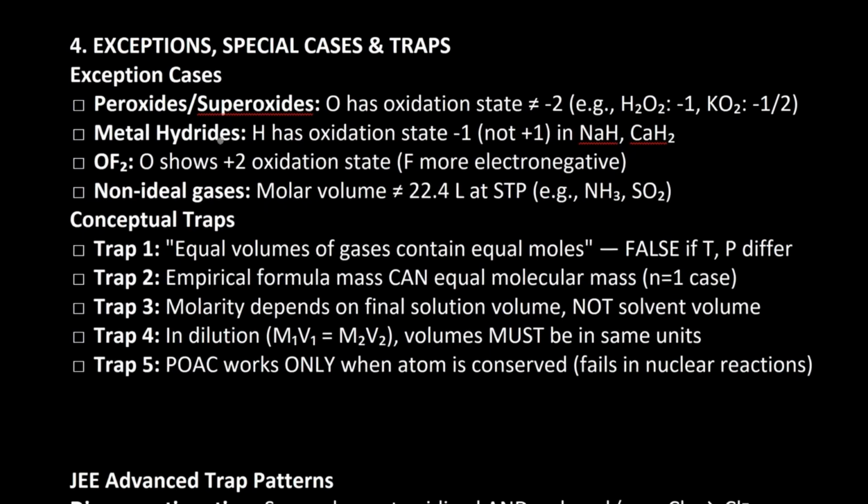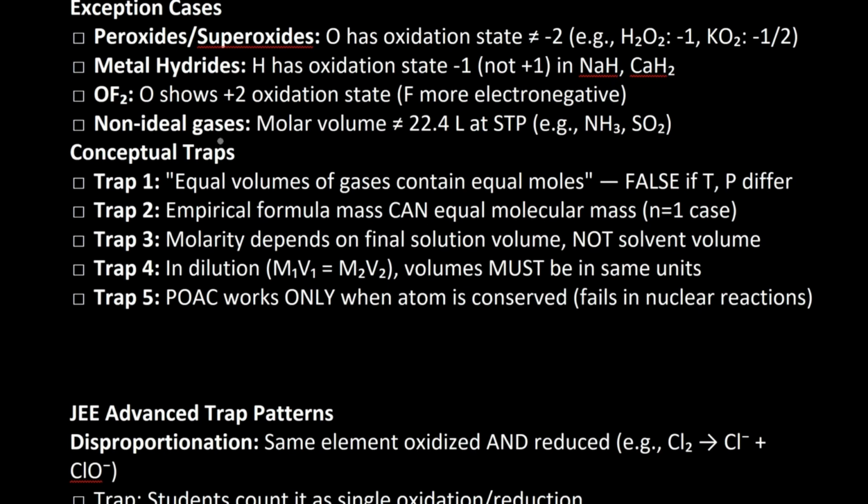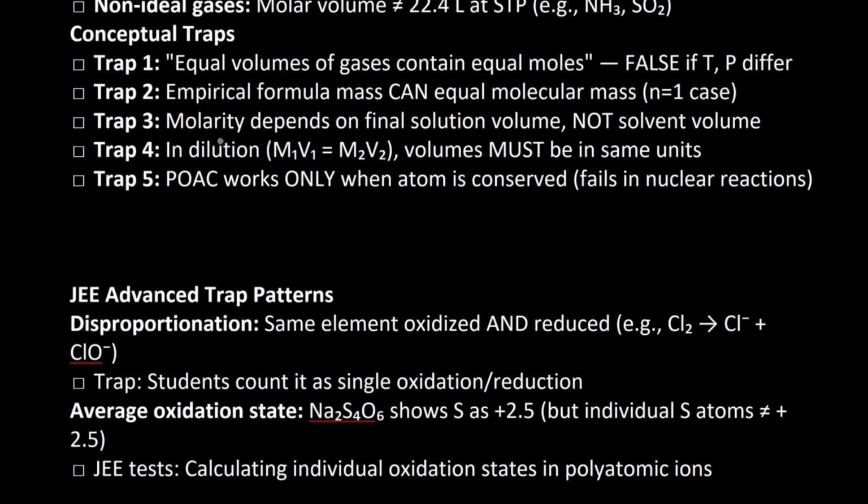Also, some common traps or exceptional cases here are peroxide and superoxide calculation of oxidation state, and metal hydrides, where the oxidation state of hydrogen is not +1, it's -1, and OF2, where the oxidation state of oxygen is +2. For a non-ideal gas, the molar volume is not equal to 22.4 liters at STP, it differs. And equal volumes of gases contain equal moles.